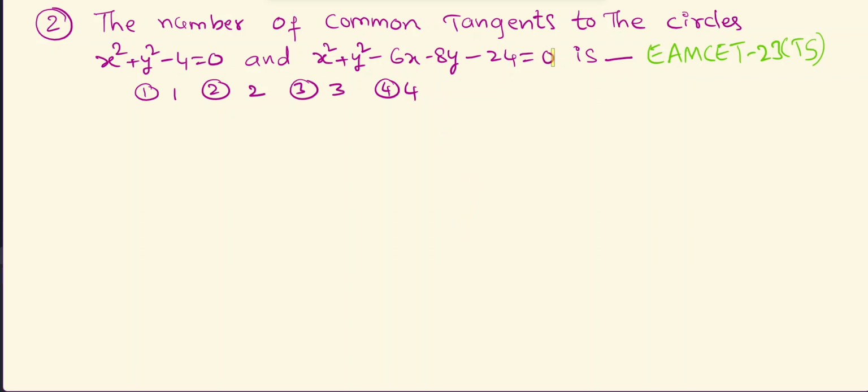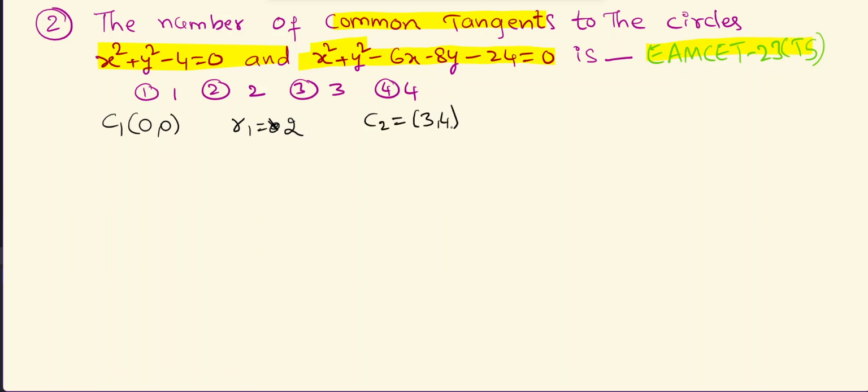This is the second question from circles, EAPCET 2023 TS. The number of common tangents to the circles x square plus y square minus 4 is equal to 0, and x square plus y square minus 6x minus 8y minus 24 is equal to 0 is. Here two circles are given. First find the center of the first circle. C1 is (0, 0) and R1 is equal to 2.